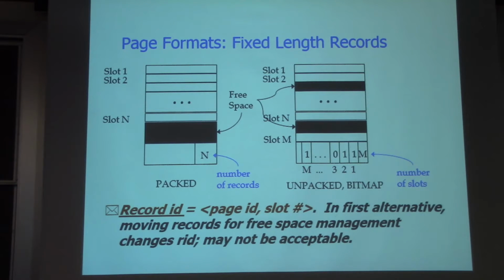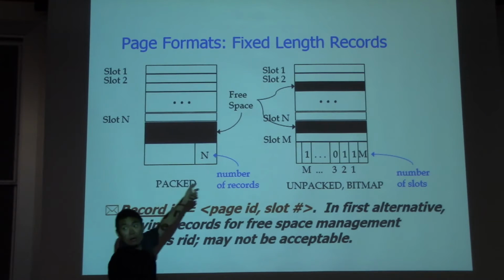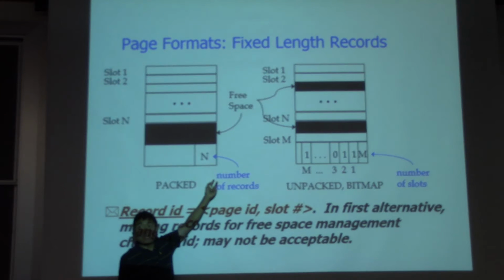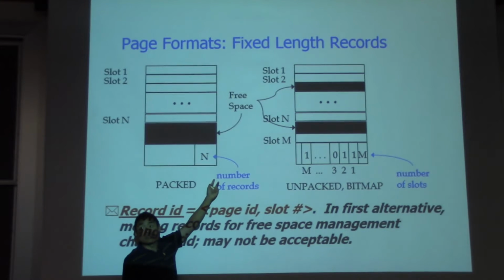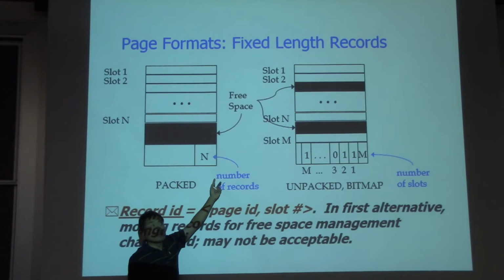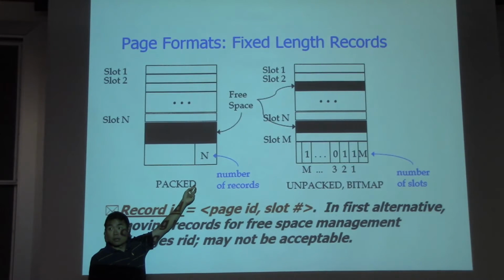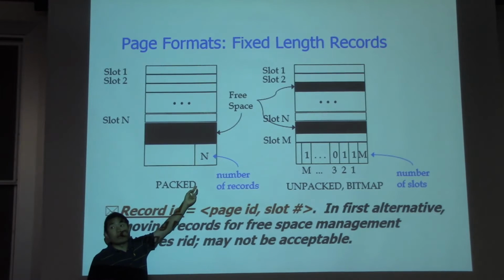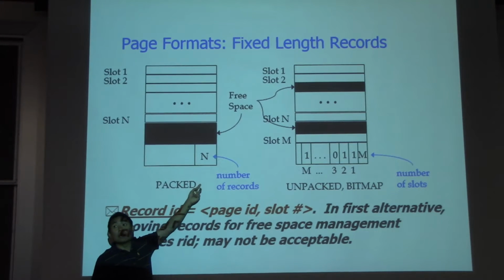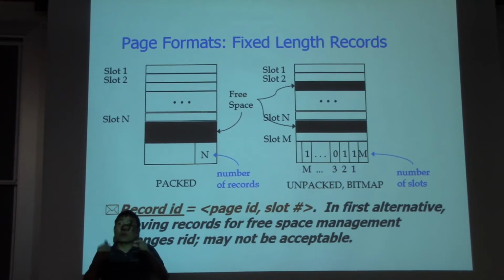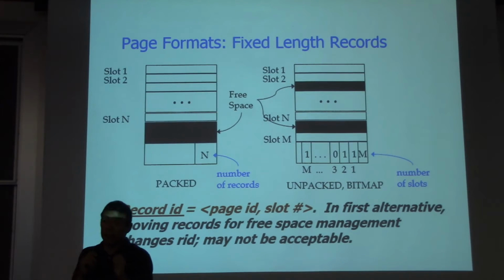Yeah, question? It's saying in the first alternative, moving records may change the record ID. This N may change, yes. This is the number of records in the page. This N may change over time with deletion and insertion. But I thought it was unordered. It's unordered, but that doesn't mean the number of records is fixed. You may have 10 records, you may have 12 records in the page, right? N is simply a number to tell you how many records are currently in the page.